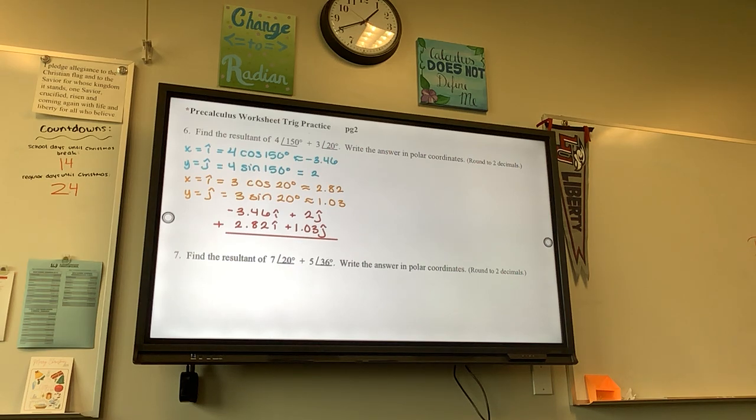Anyone have the I hat number? Negative 0.64. Yes, thank you. Negative 0.64 I hat. And then the J hat is easy. That is 2.03. We can do that without a calculator, like so. I'm sorry, 3.03. Sorry, I didn't add the 1. There we go, 3.03.